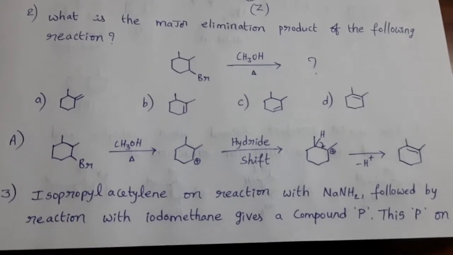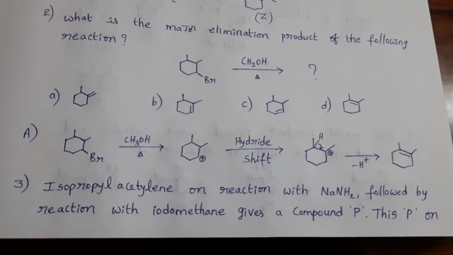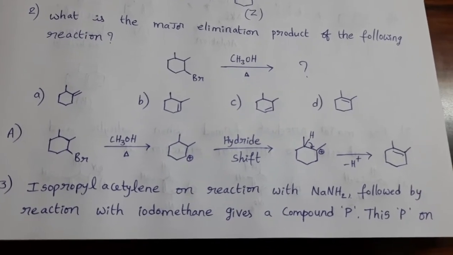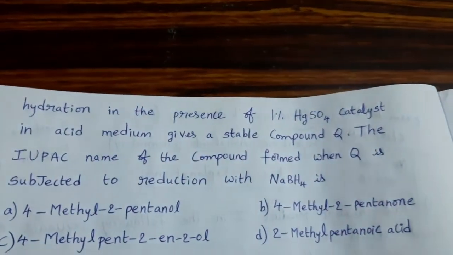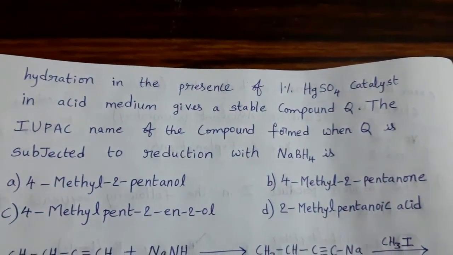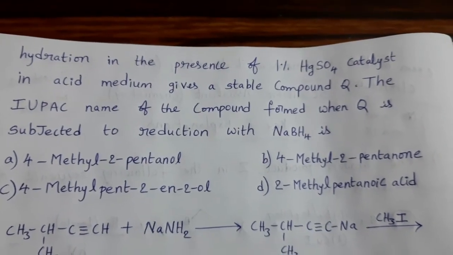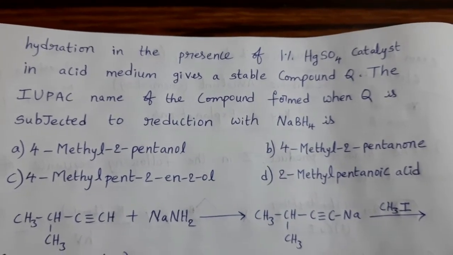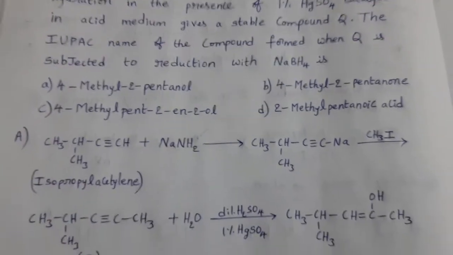Next question. Isopropyl acetylene on reaction with NaNH2 followed by reaction with iodomethane gives a compound P. This P on hydration in the presence of 1% HgSO4 catalyst in acid medium gives a stable compound Q. What is the IUPAC name of the compound formed when Q is subjected to reduction with NaBH4?